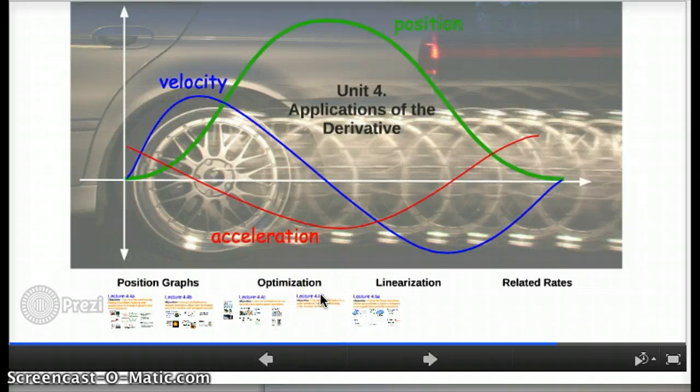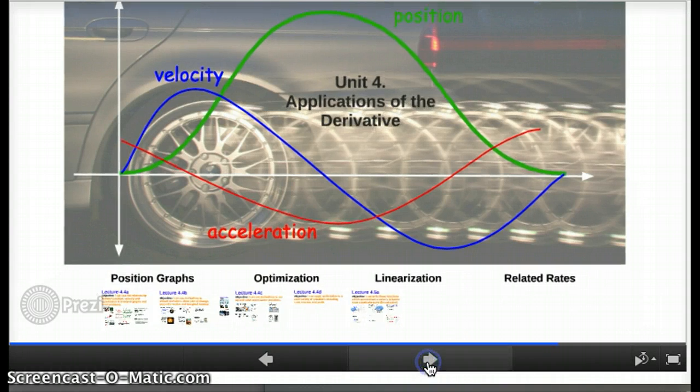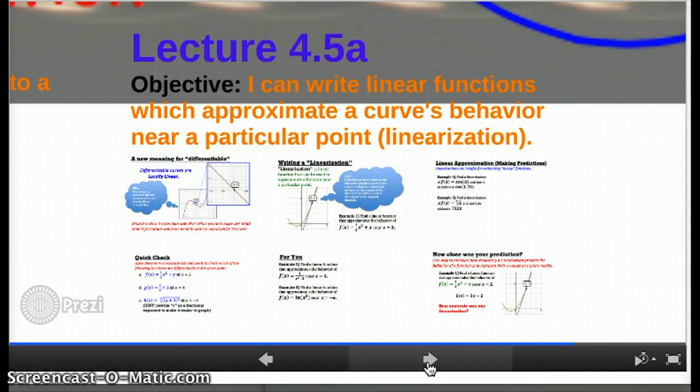After that, the second big application of the derivative was optimization, which is where you're trying to maximize or minimize something. Today's video is going to start a topic called linearization. This is lecture 4.5a. By the end of this lecture, you should be able to write a linear function that approximates a curved behavior near a particular point. And that sentence is what we mean when we say linearization. So by the end of the video, you should be able to do linearization.